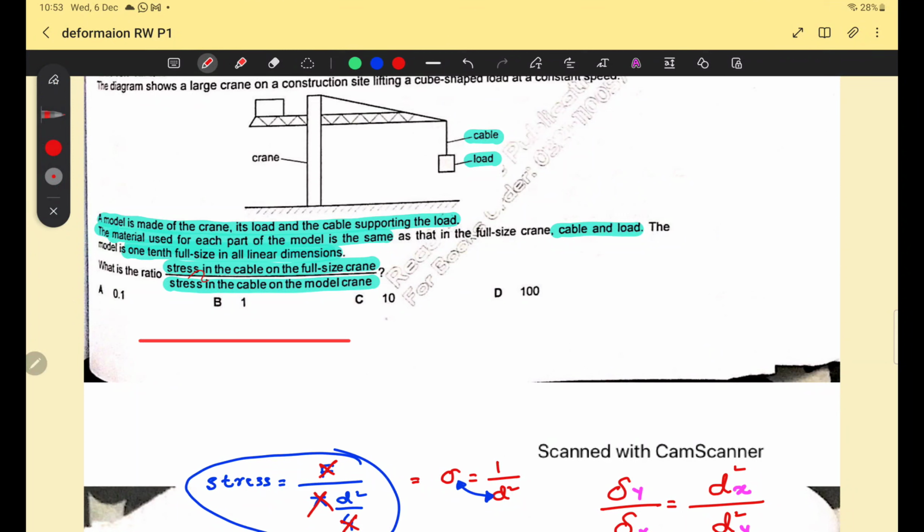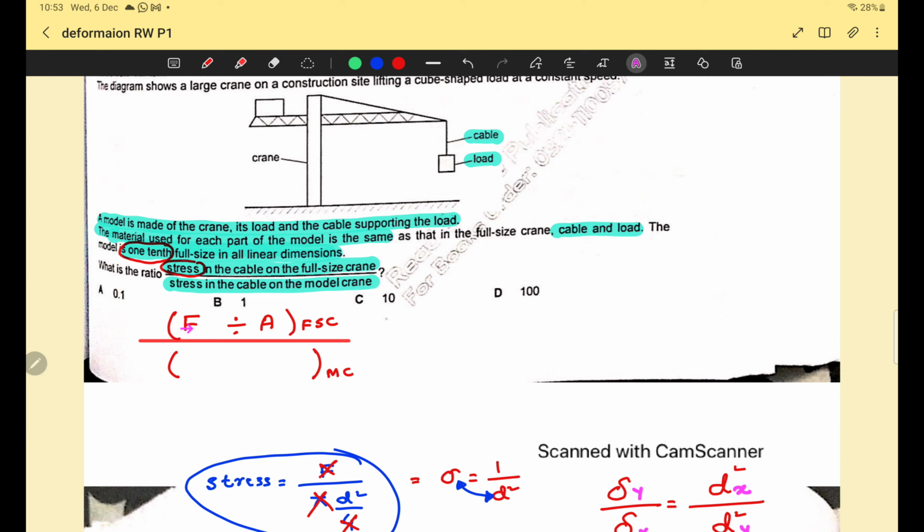What is the formula of stress? The formula of stress is force per unit area. This is force upon area for the full size crane, but in the denominator, there is the model crane, which is 1/10.